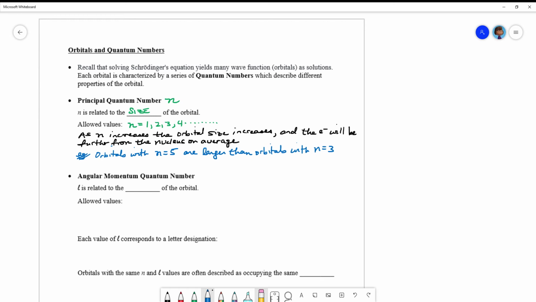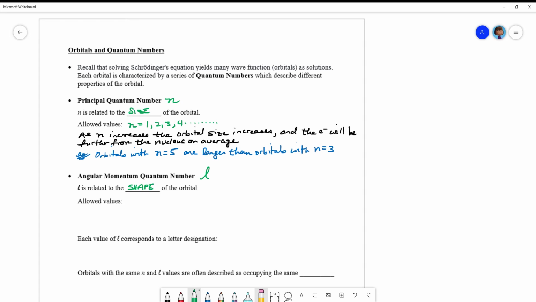Now, the second quantum number we're going to take a look at is called the angular momentum quantum number. And the symbol we use for the angular momentum quantum number is the symbol L. Now the L is usually written in script form and it is italicized, is the usual way we see this. And as it turns out, the property of an orbital that L is related to is ultimately the shape of the orbital.